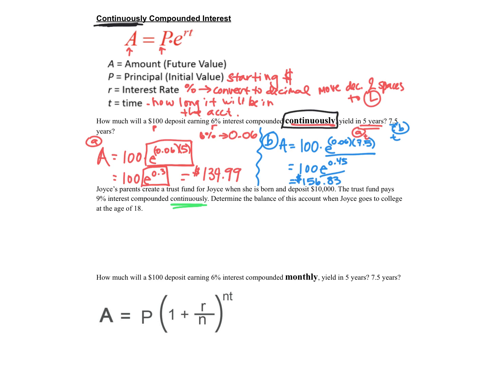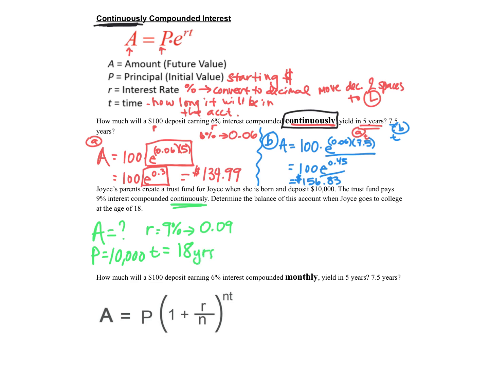So our A is what we're trying to figure out. Our P is $10,000. Our R is 9%, but we're going to turn that into a decimal, 0.09. And then our T is when she was born to 18 years. Okay?